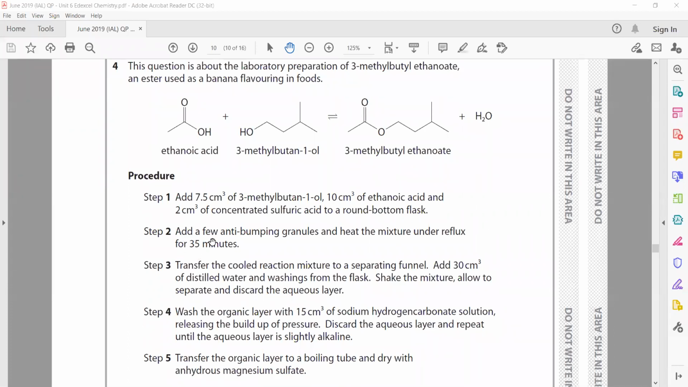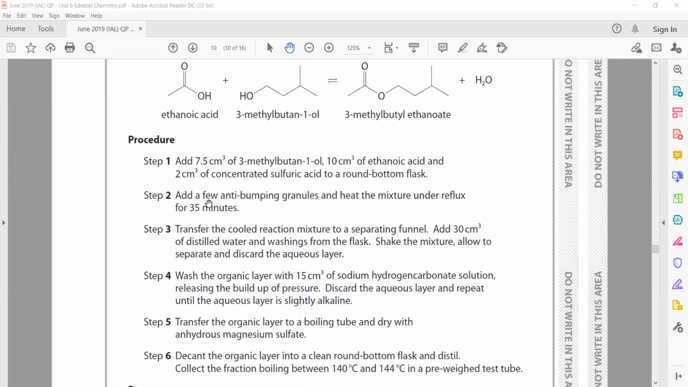Then add a few anti-bumping granules and heat the mixture under reflux. The purpose of anti-bumping granules is to make a smooth boiling. Transfer the cool reaction mixture to a separating funnel, add 30 cm³ of distilled water, washing from the flask, shake and allow to separate and discard the aqueous layer.